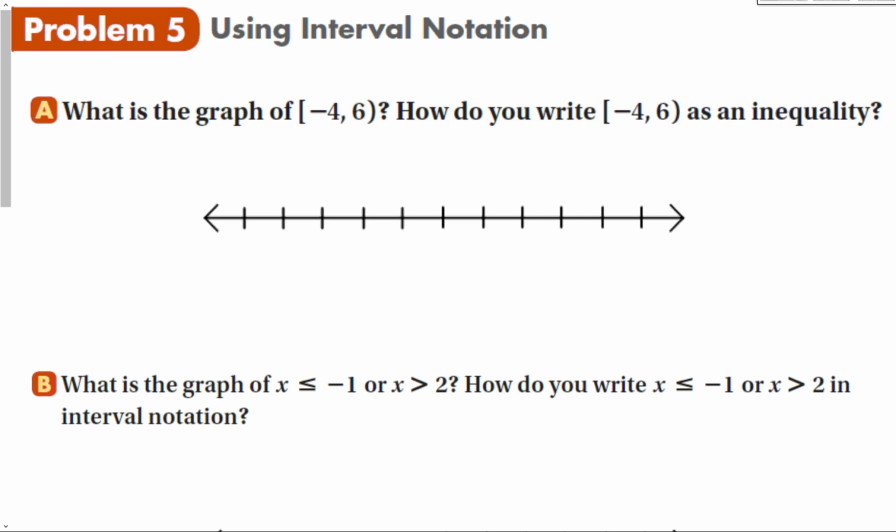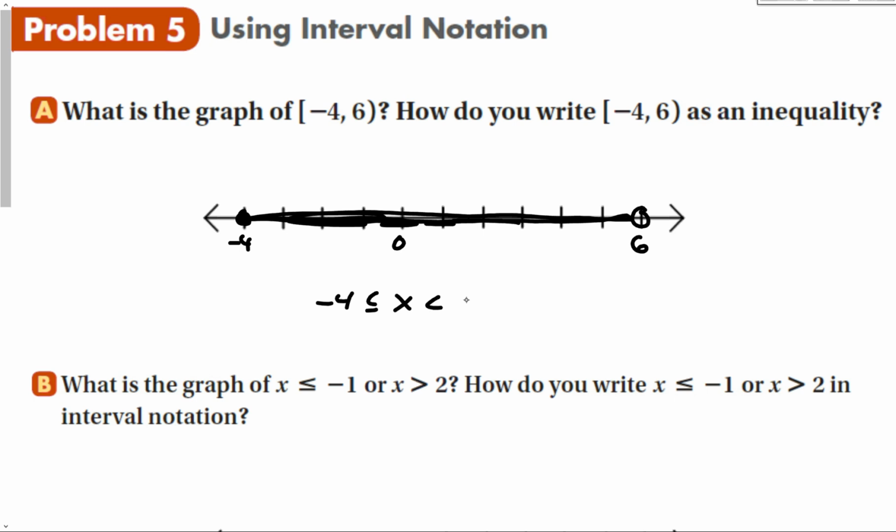So what is the graph of -4, comma, 6? So if I start this, if I have enough room here, -4, 0, 1, 2, 3, 4, 5, 6, just barely. Okay, so this means that the bracket means I'm going to put a dot. The parenthesis means I'm going to put an open circle. And this interval means that we are going to cover everything in between those 2 numbers. Okay. How do we write it as an inequality? Well, because x is everything in between that, we go -4 less than or equal to x less than 6.